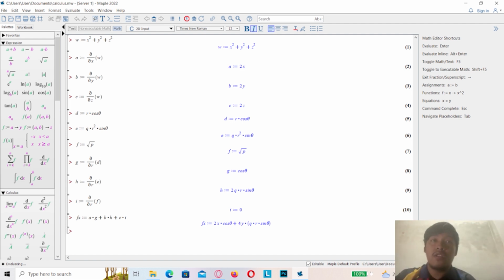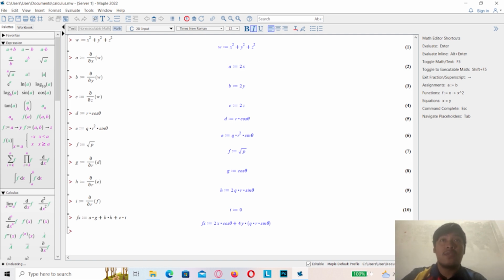So after that, we continue with G equal to del per del R multiplied by D. We get G equal to cos theta. H equal to del per del R multiplied by E. We get H equal to 2Q R sin theta. And last, I equal to del per del R multiplied by F, and we got I equal to 0. So the last one, Fs equal to Ag plus Ph plus Cin. We got the final answer here.